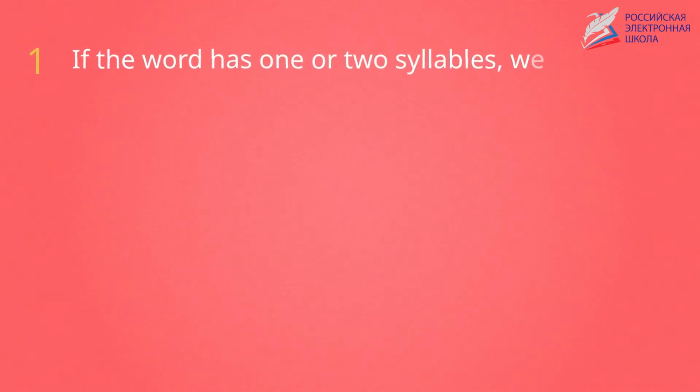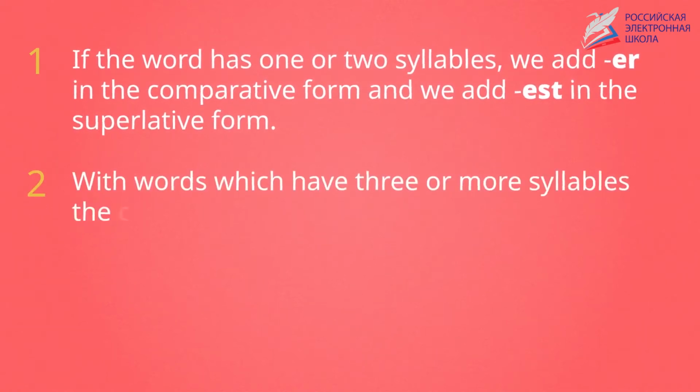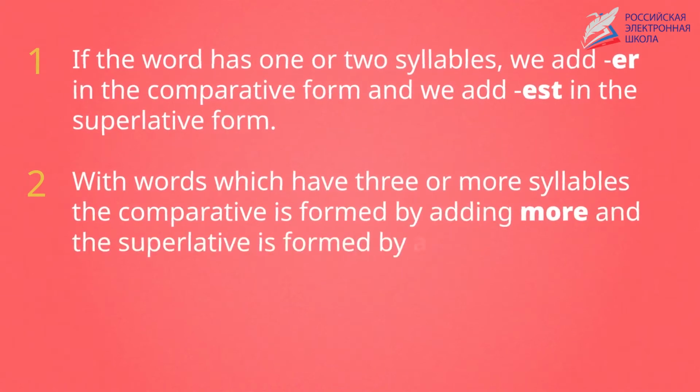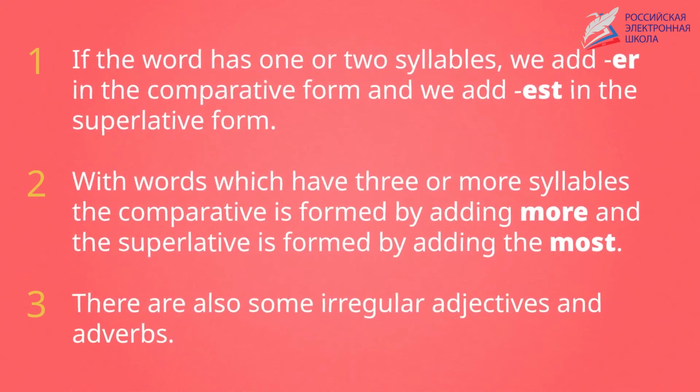1. If the word has one or two syllables, we add to the adjective or adverb the suffix -er to form the comparative and the suffix -est to form the superlative. 2. With words which have three or more syllables, the comparative is formed by using "more" before the adjective or adverb, and the superlative is formed by using "the most" before the adjective or adverb. 3. There are also some irregular adjectives and adverbs.